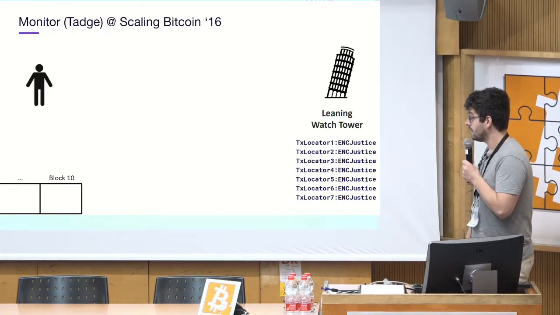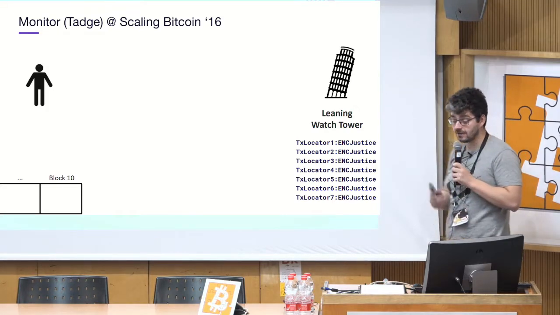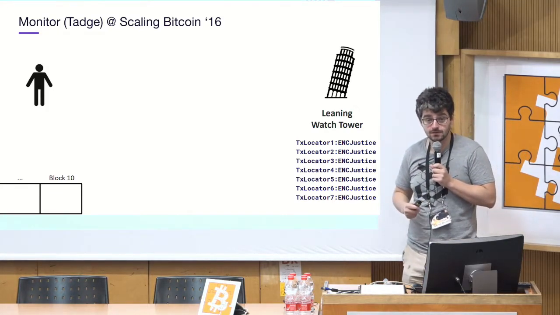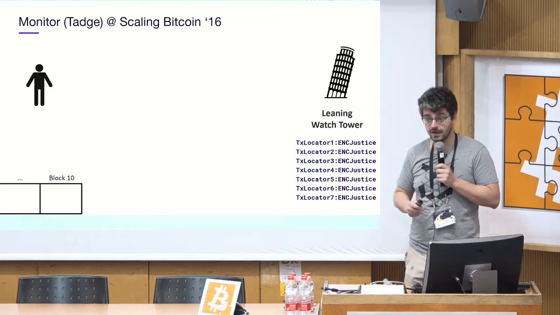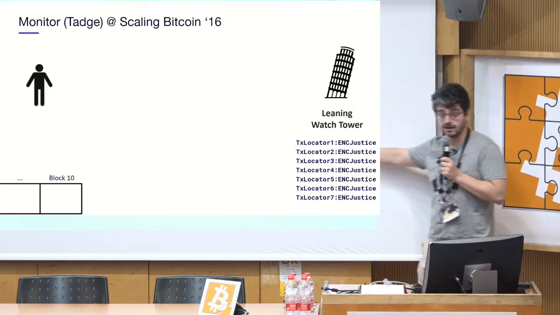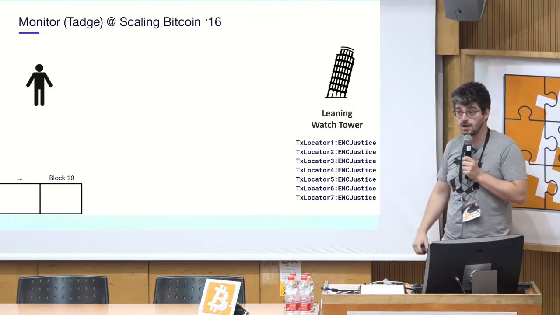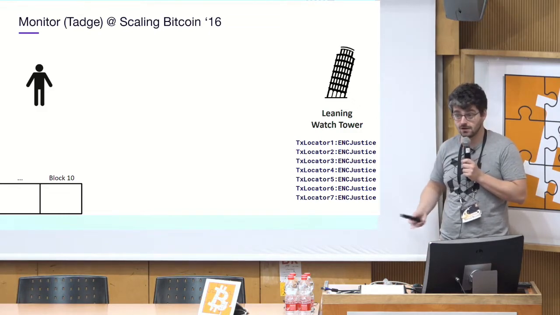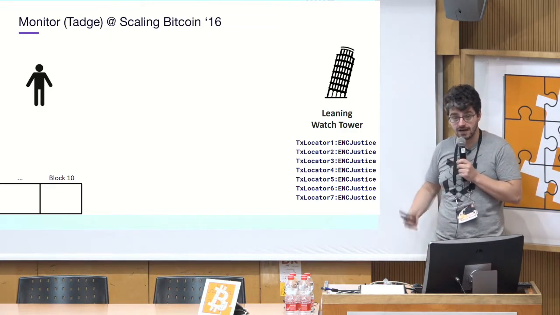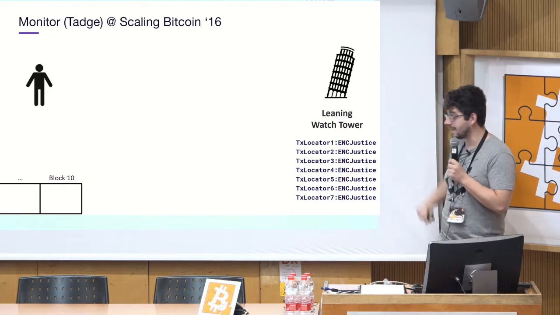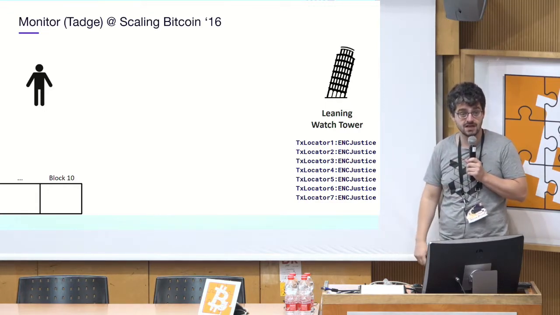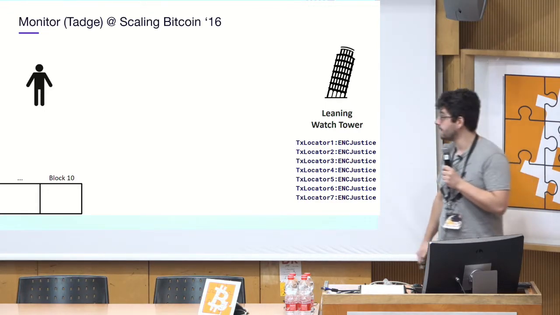Now, the important bit is that every time Alice and Bob do a payment, the watchtower must be given a new transaction locator and a new encrypted justice transaction. So if you've done 1,000 payments, the watchtower has to store 999 transaction locators and encrypted justice transactions. So it's order n storage.